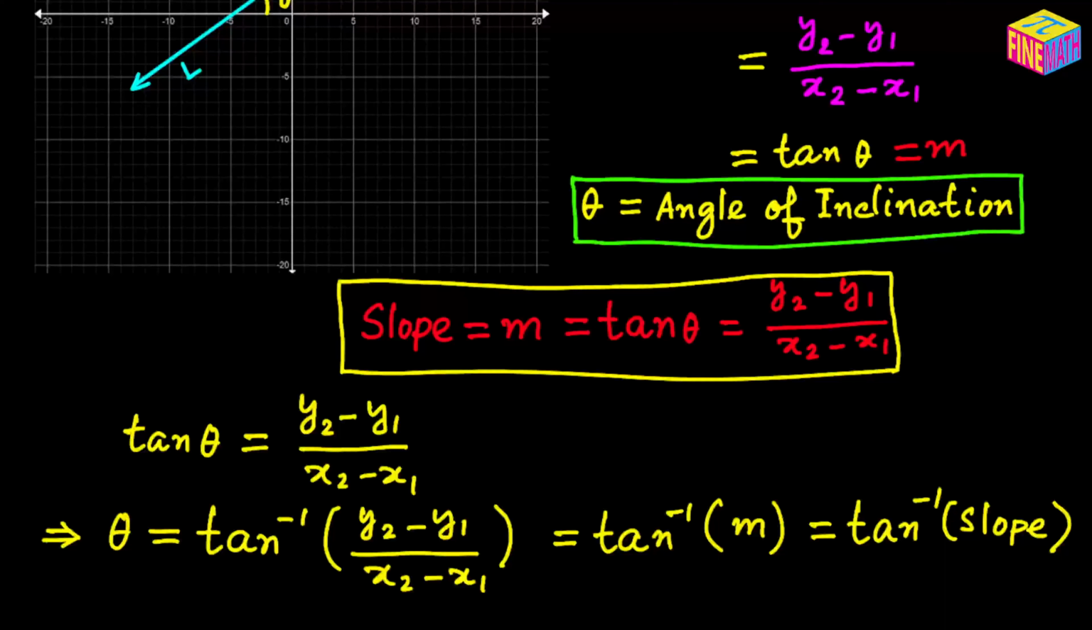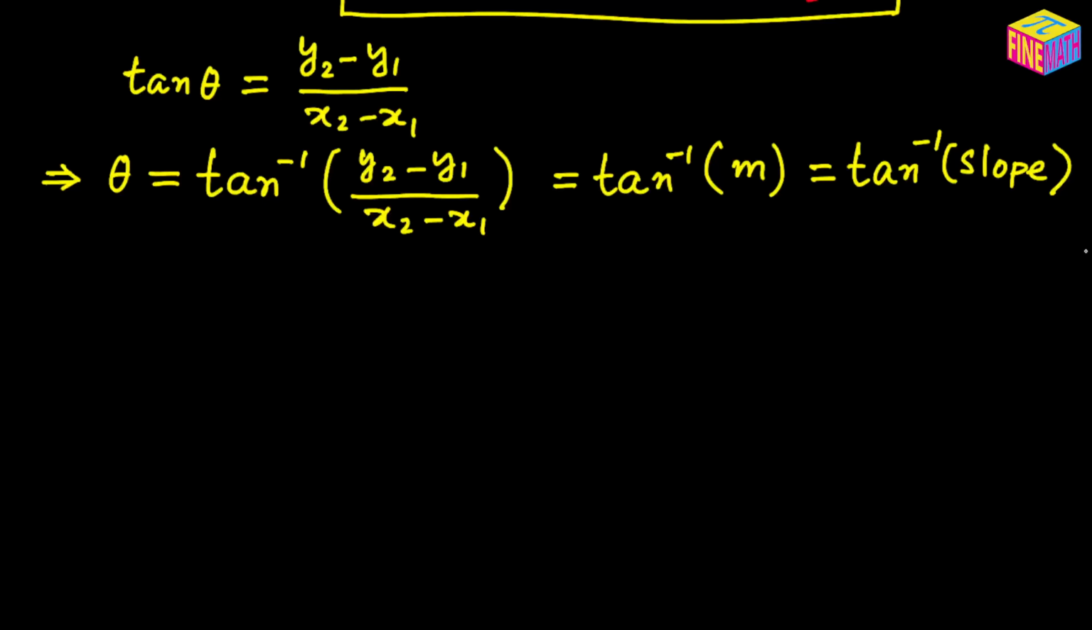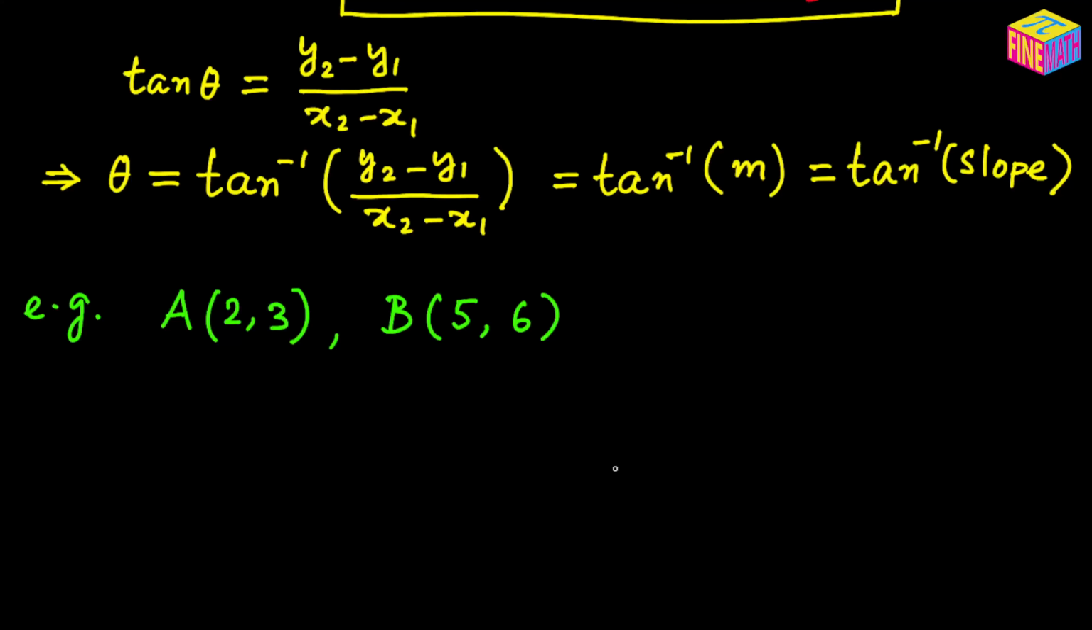Let's take an example and see how to calculate the slope and the angle of inclination. Suppose we have been provided 2 points on a straight line. The coordinates of point A, the first point, are 2, 3, and the other point, point B, has coordinates 5, 6. We have been asked to find the slope of this line and the angle of inclination of this line. So let's solve it.